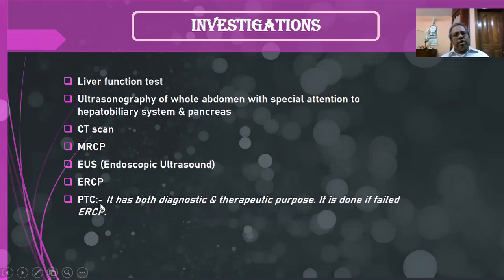And lastly is the PTC. It is for both diagnostic and therapeutic purposes. It is done if ERCP fails. In that case, it may be done with the PTC to some extent.